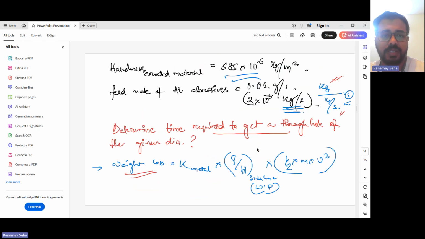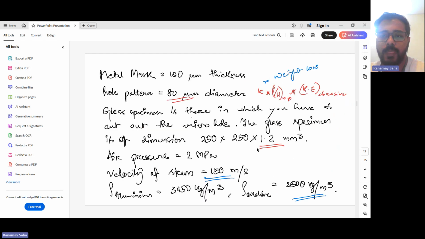So here are some more data. The hardness of the eroded material is 585 × 10^6, and the feed rate of aluminum abrasives is 0.02 gram per second. So by now you know the formulation for how the mass loss varies. Actually, that is the weight loss which you are talking about. You just have to find out the mass loss from this.